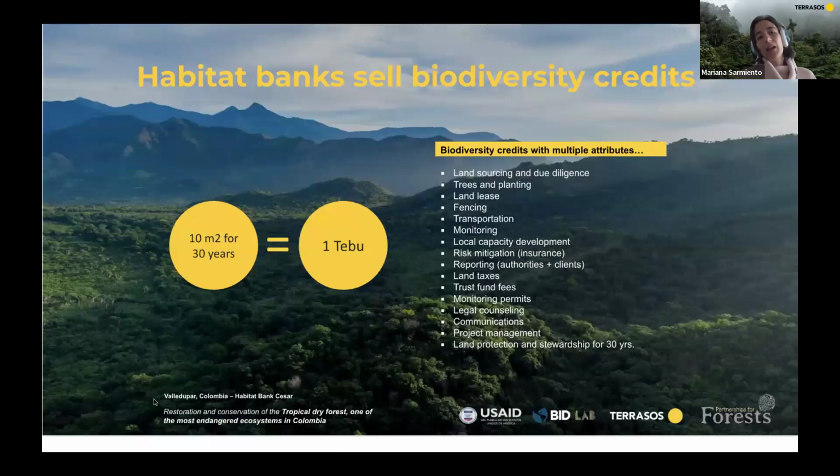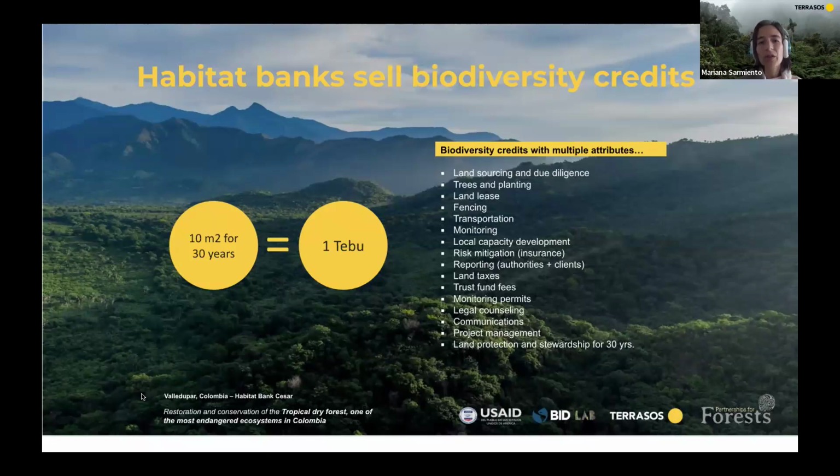So at the end of the day, habitat banks sell biodiversity credits, or sell TEBUs, and each TEBU represents 10 square meters for 30 years. But what's in a TEBU? This is really important, because TEBUs not only represent an area, but the price of a TEBU is associated to the management cost, but also stewardship.